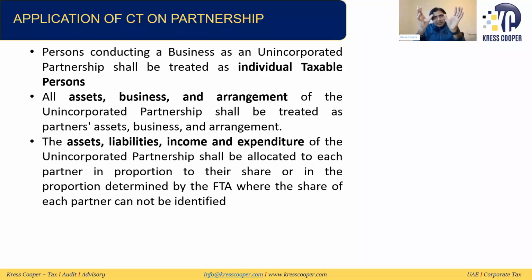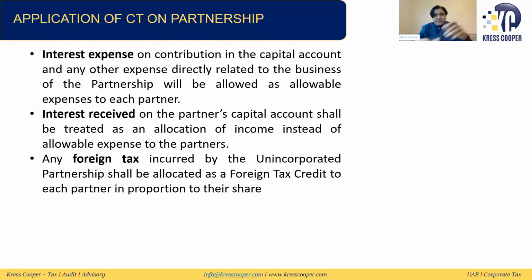All assets, liability, income, and expenditure of the unincorporated partnership shall be allocated to each partner in proportion to their share. So basically, whatever the partnership is earning will be allocated in proportion to their shares, and their share will be subject to tax. And if there is no specific share, then the FTA can decide the share percentage of each partner.